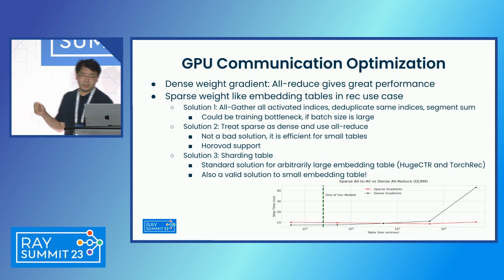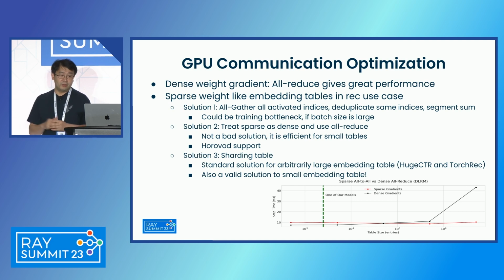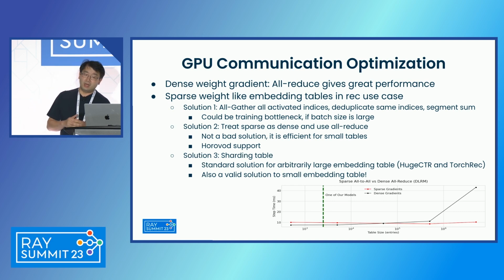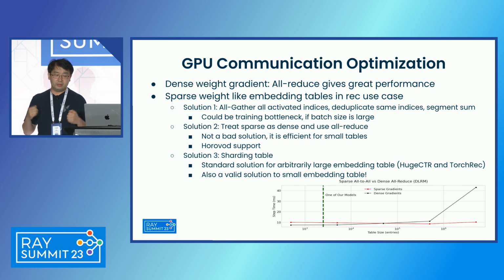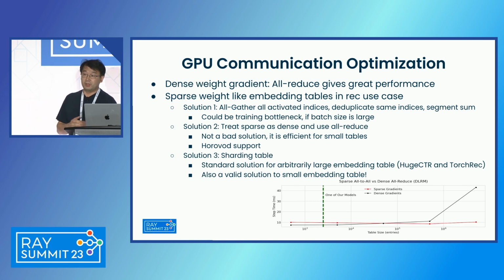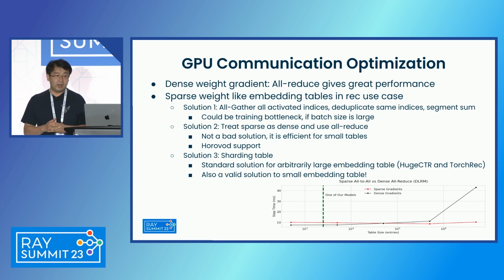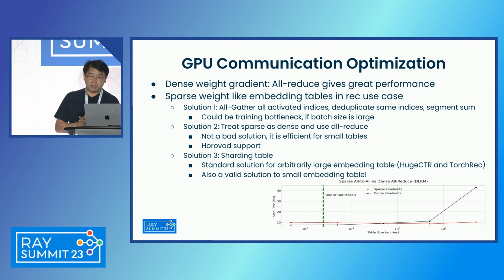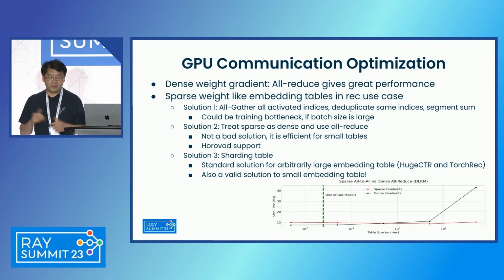The second one is GPU communication. As you know, for the dense weight gradient, allreduce gives very great performance thanks to the optimizations in TensorFlow or PyTorch. However, for the sparse weights, like the embedding table, which is widely used in recommendation use cases, performance really varies according to your model size and batch size. So we have different solutions.